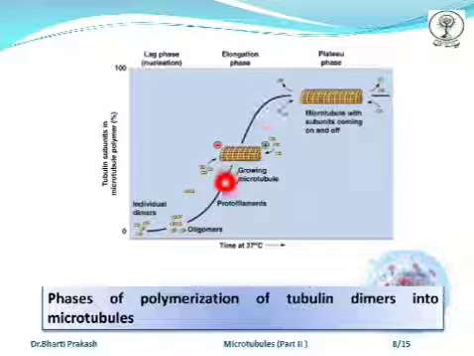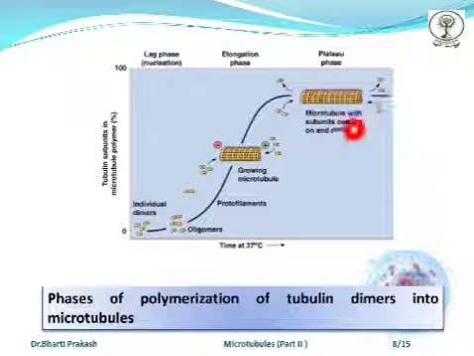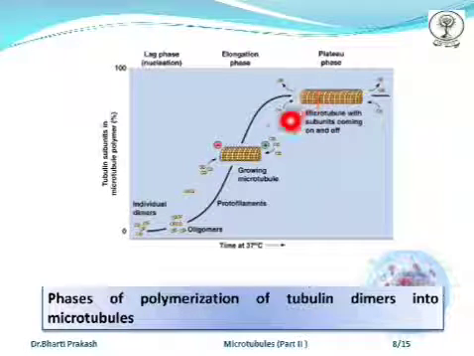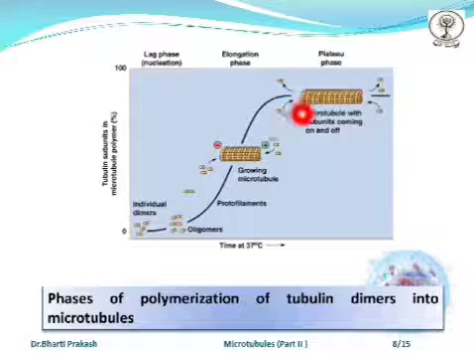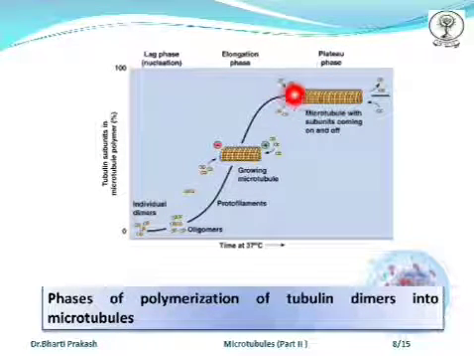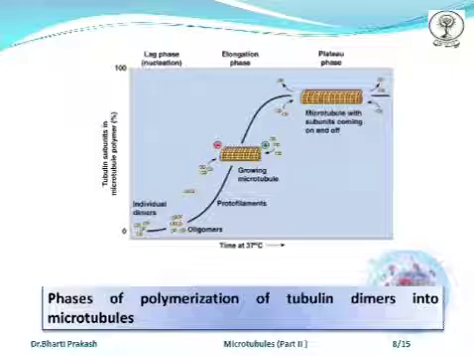This is the elongation phase, and then comes the plateau phase or the steady state phase, where the microtubules have the subunits coming off and on. They are being added. This is the addition, that is the polymerization, and here they are leaving, that is the shrinking stage, the depolymerization phase.